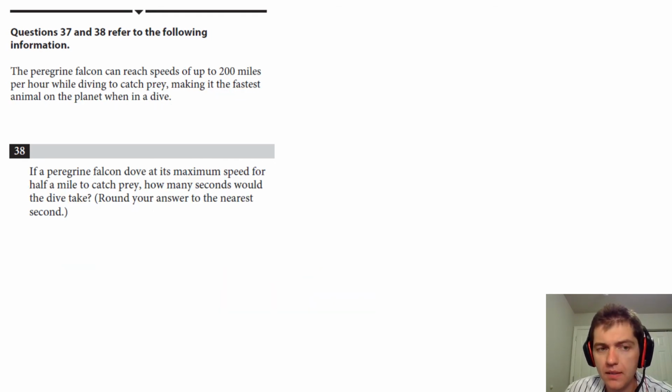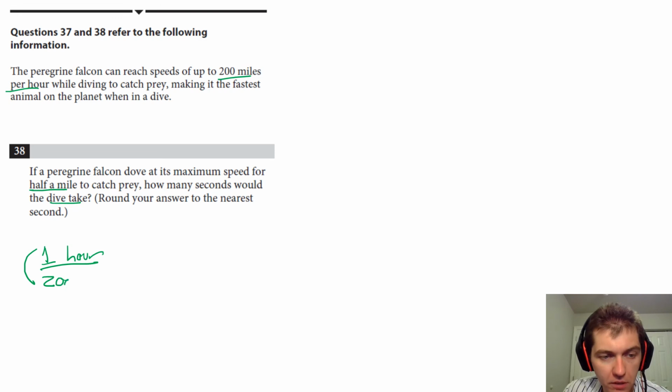Problem 38, final problem. They're asking you about the same falcon that dives at 200 miles per hour as the previous problem. And in this case, they're saying it's diving at that 200 miles per hour and it is going a distance of half a mile. How many seconds does this dive take? So start with the information they give you of 200 miles per hour. And you can start writing that down. You'll quickly realize you need to flip that. So instead of writing 200 miles over hour, write 1 hour over 200 miles, right? Saying the same thing. Basically saying you're going 1 hour per 200 miles. You can think of it that way.